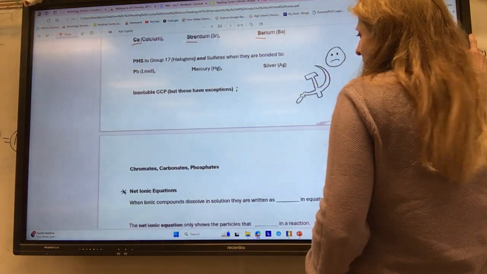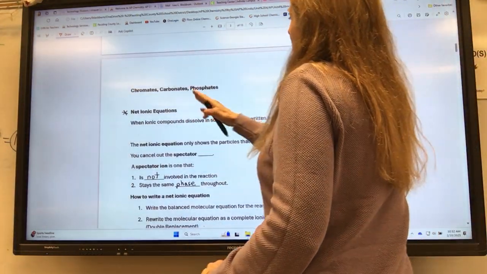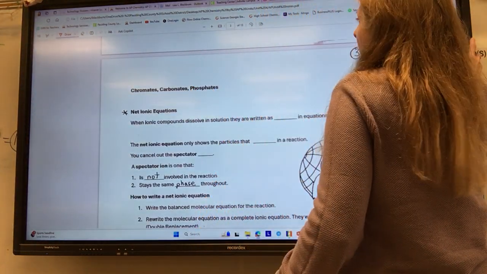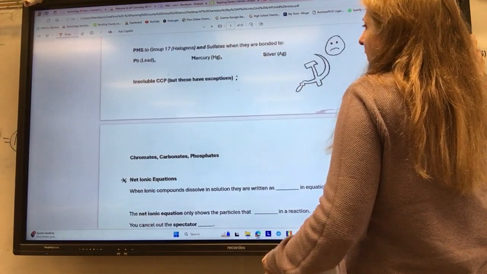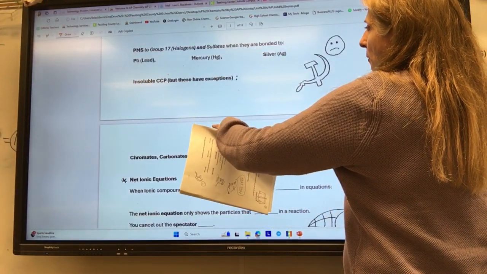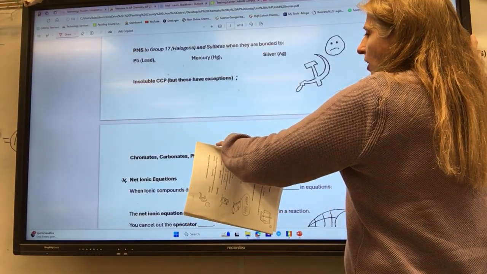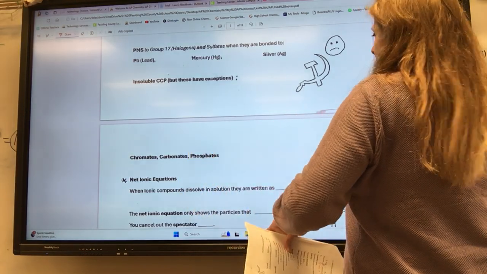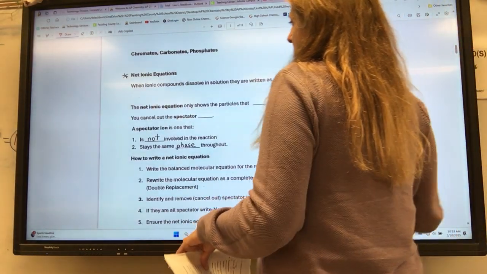Okay, so it is that chromates, carbonates, and phosphates are also an exception, but according to Jeremy Krug, you don't have to learn them for the AP. So not important.